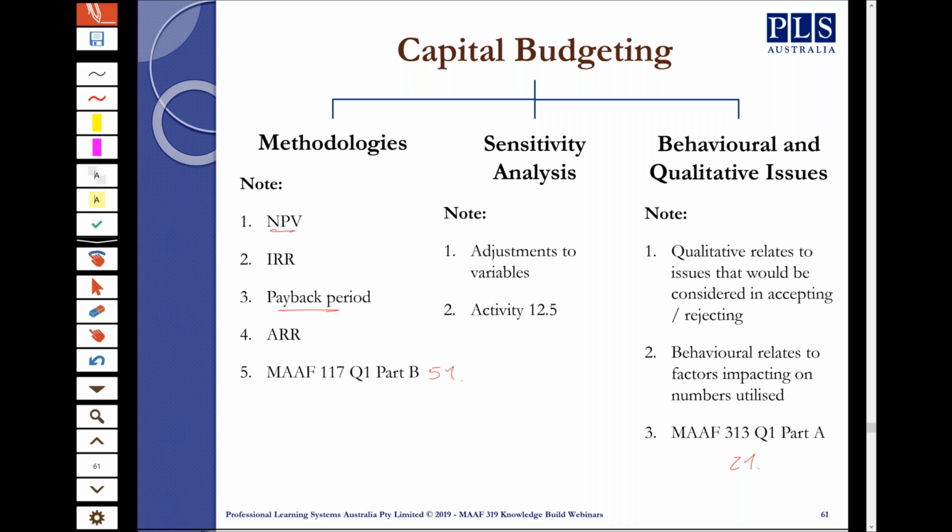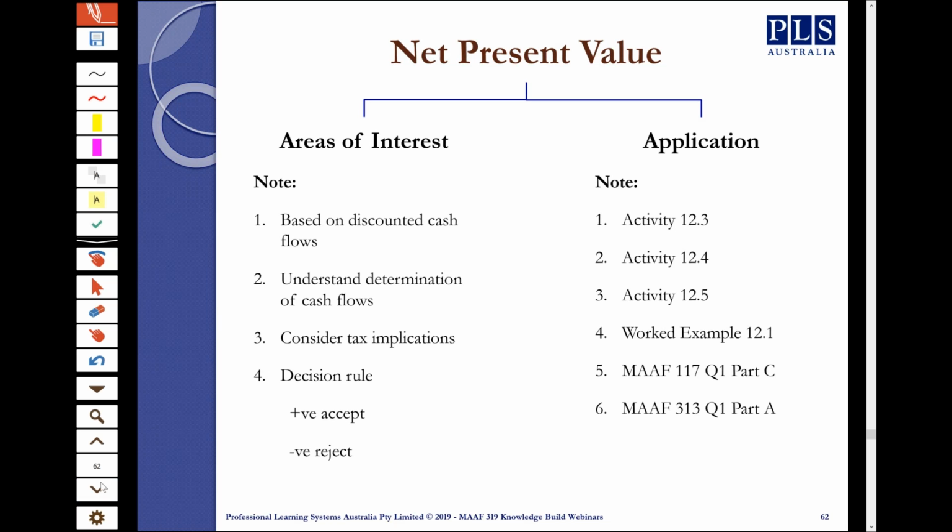As we look to then go into the direct coverage, you've then got the logic coming through of your net present value. Now, I'd like to think that you understand that it's based on discounted cash flows. So the key is understanding the determination of the cash flows, consider the tax implications, and the base decision rule is that you accept if you have a positive NPV, you reject if you have a negative.